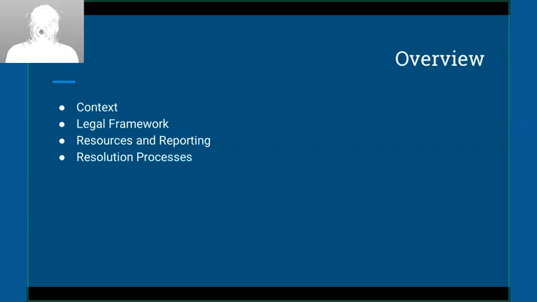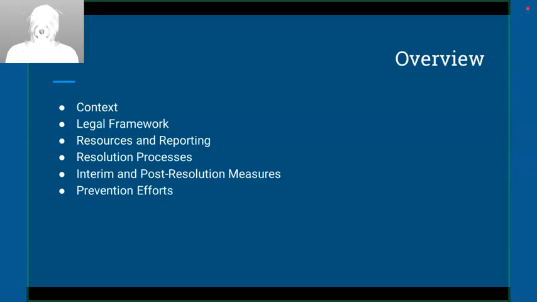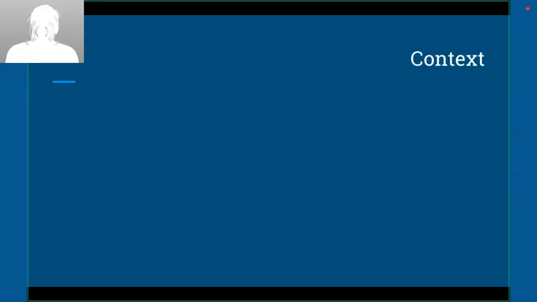We'll also talk about different resolution processes that are available, and I am going to focus on resolution processes that are available internal to an institution, but also how those might interact with the criminal justice process as well. We'll talk about interim measures as well as post-resolution measures, what might be appropriate after something has been addressed from an institutional policy perspective. And we'll touch just briefly on prevention efforts and some things to keep in mind in deciding how an institution may want to craft its efforts to prevent sexual misconduct.